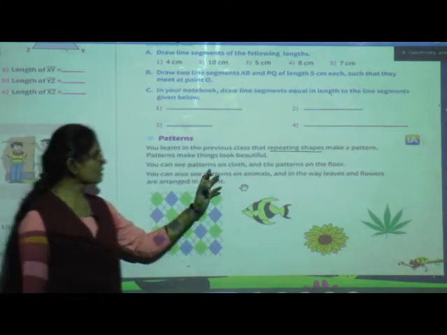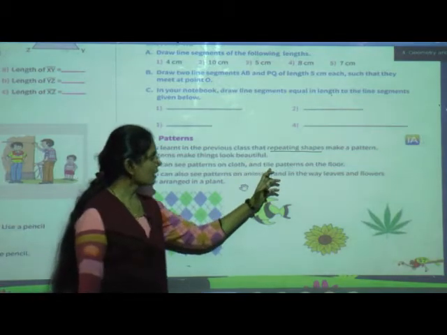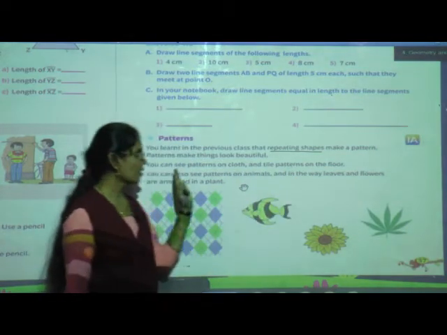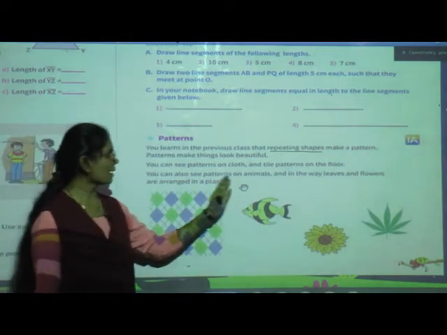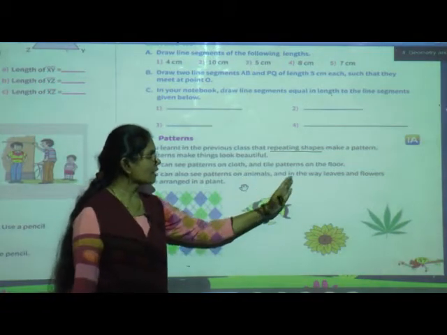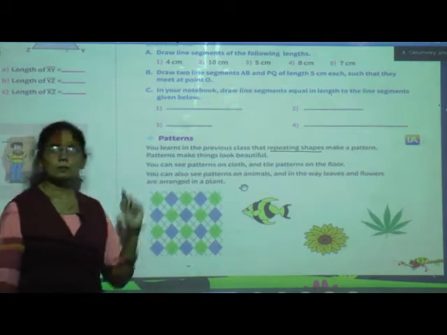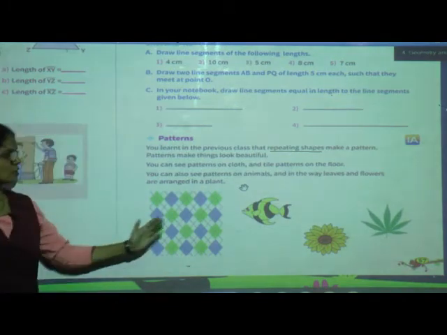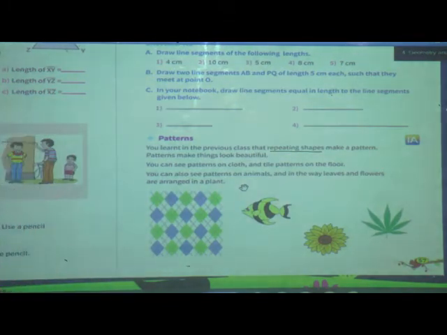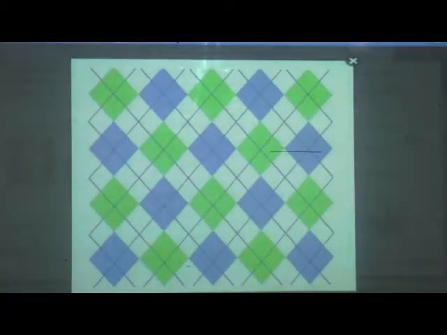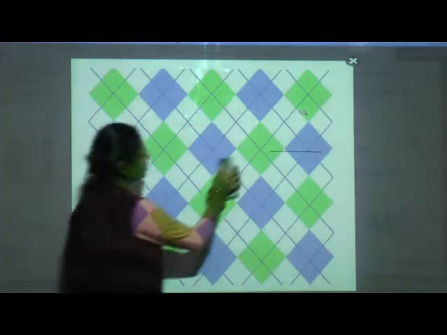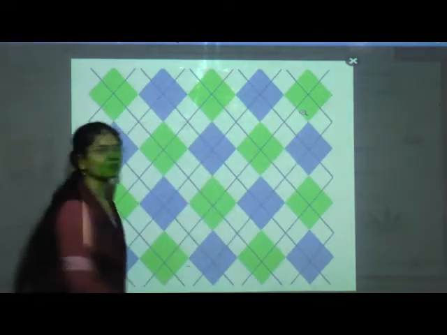You can see patterns on cloth and tile patterns on the floor. You can also see patterns on animals and in the way leaves and flowers are arranged in a plant. Now here I will show you some patterns. One by one we will see. First, see this. It is there in the textbook also. See, this is a pattern.